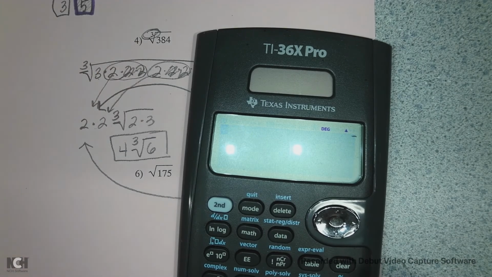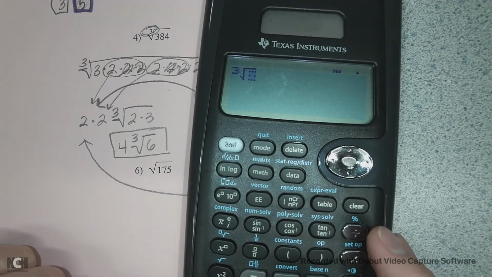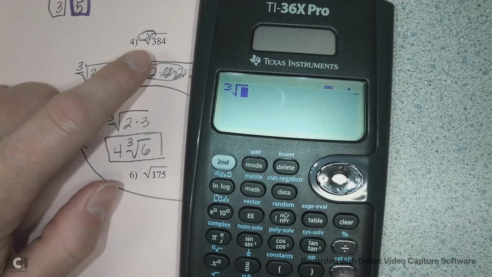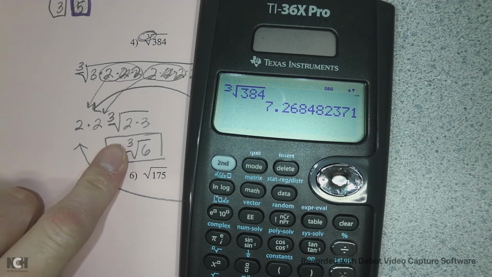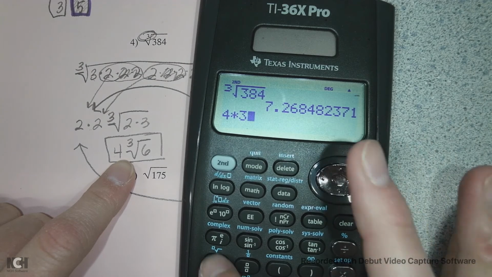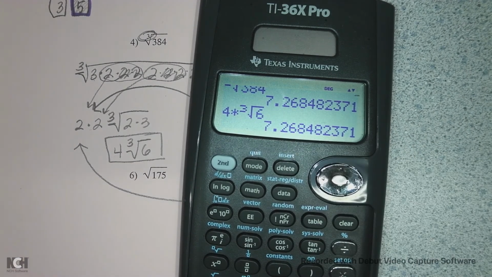Okay, let's check our answer. So we have a cube root this time, so we have to type 3 first. Second, X with the boxy button to make that 3 sit on its shelf. So that's this guy right there. And then we type 384. Well, we got an answer of 7.2. So now we're going to type in what we got. So this is 4 times the cube root of 6. And we got 7.2. Perfect match. So we are doing this correctly.